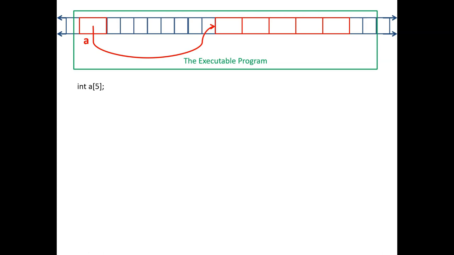But what if we really don't know how many? What if you ask and the person says, I don't know, it could be 3, it could be 3 billion. What are you going to do? We can't do anything, okay? What we can do, instead of asking the compiler to give us the array, we can ask the operating system to give me the array.